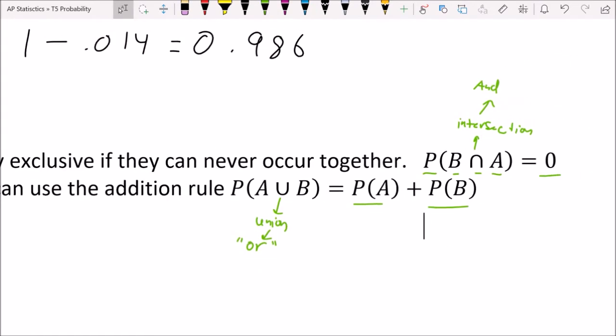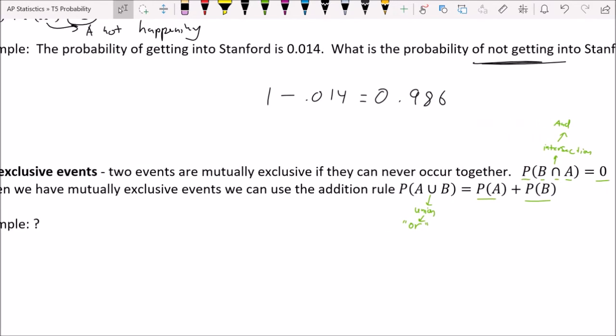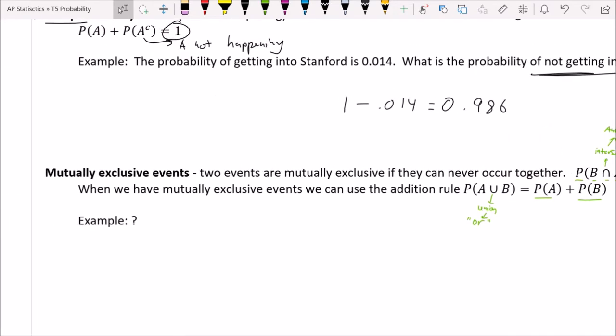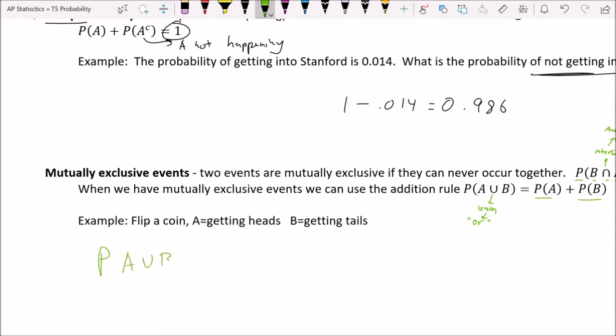Let's do an example of mutually exclusive events. Okay, let's do like the simple classic example. Flip a coin. Event A is getting heads. Event B is getting tails. When you flip the coin, those are mutually exclusive because they couldn't both happen. And let's compute the probability of their union. So the probability of A union B.